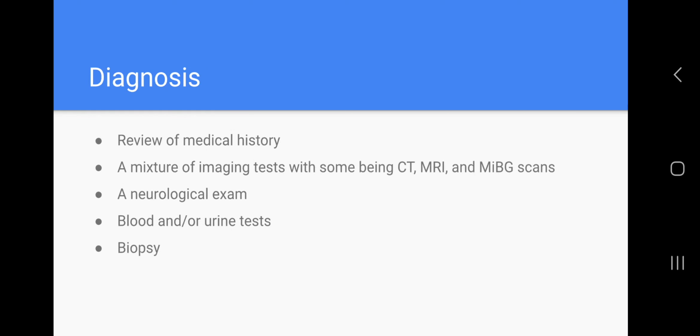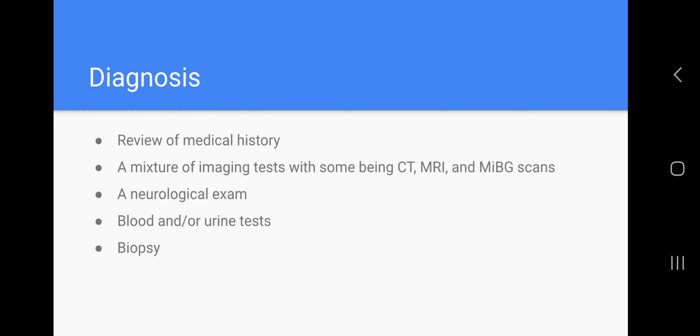So how would someone be diagnosed with neuroblastoma? Well, you review their medical history and even family history, but that's not entirely common just because, like I said, it's a low rate of the mutations being familial. You could have a mixture of imaging tests. So it's not normally just one test. It's going to be multiple. These can vary from CT, MRI, MIBG scans.